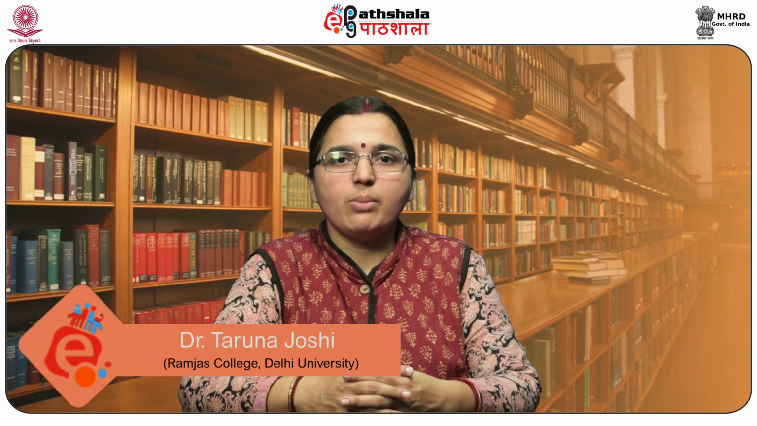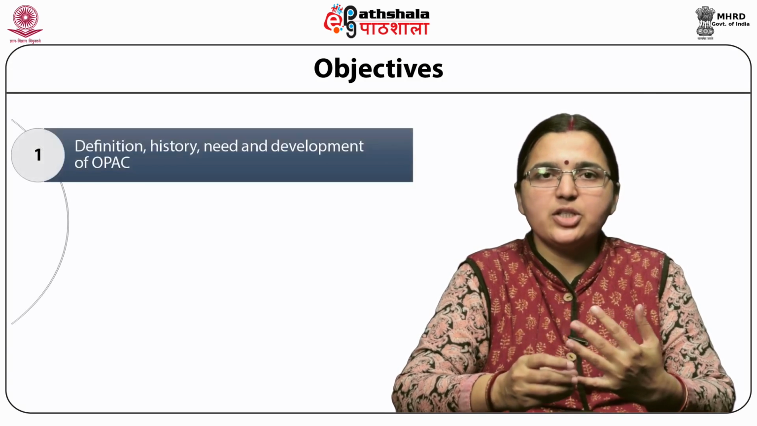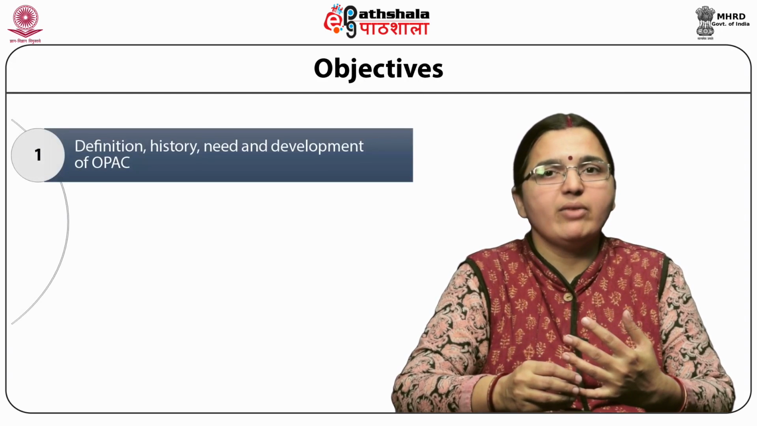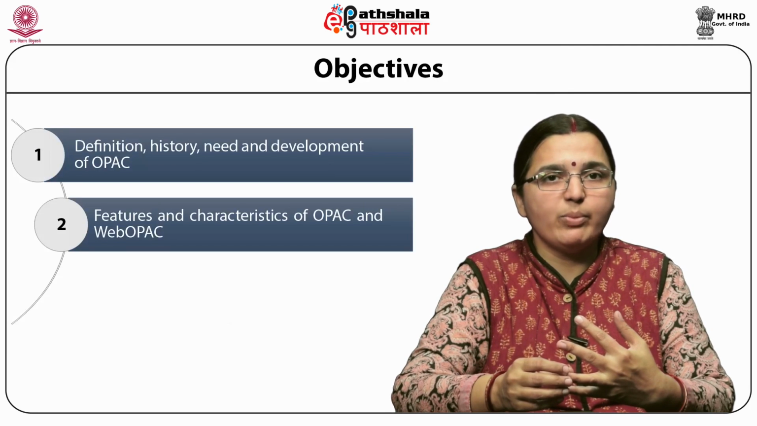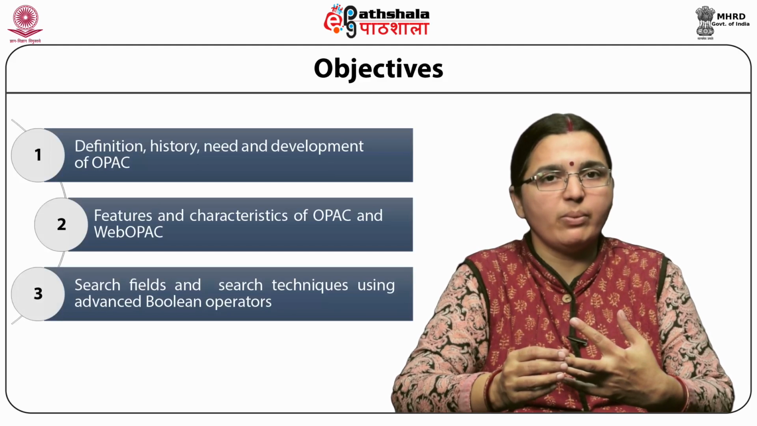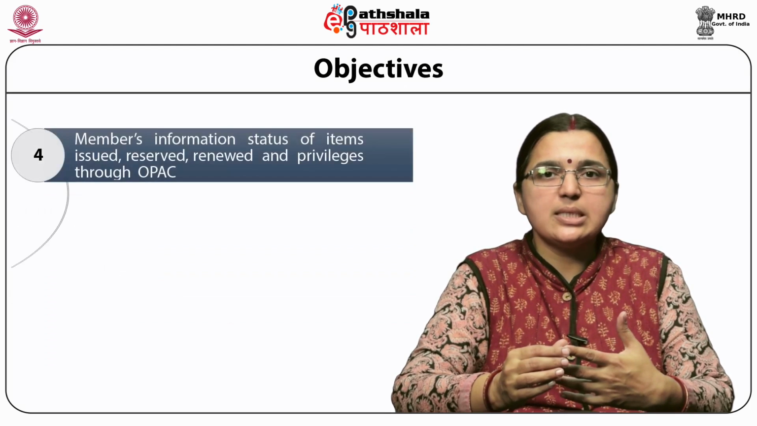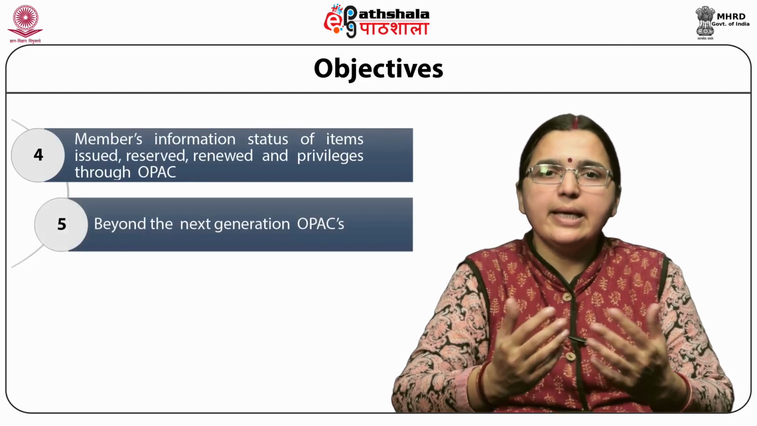Today I am going to talk about online public access catalog, that is OPAC, from paper ICT for libraries. Now let's see what are the objectives of the module. Definition, history, need and development of OPAC, features and characteristics of OPAC and WebOPAC, search fields and search techniques using advanced Boolean operators, member information status of items issued, reserved, renewed and privileges through OPAC, and beyond the next generation OPACs.